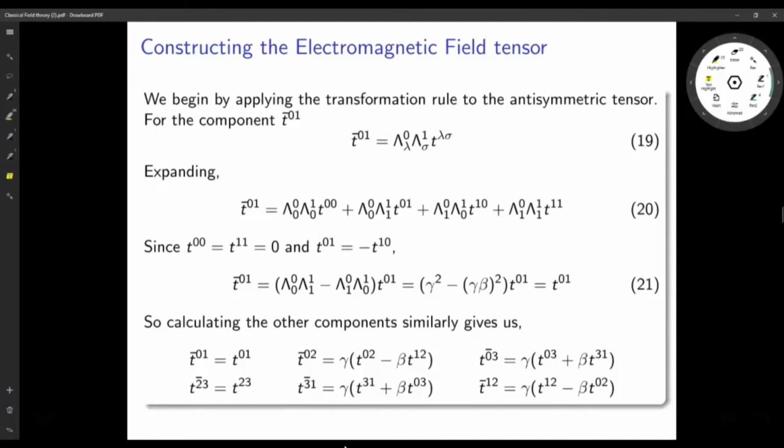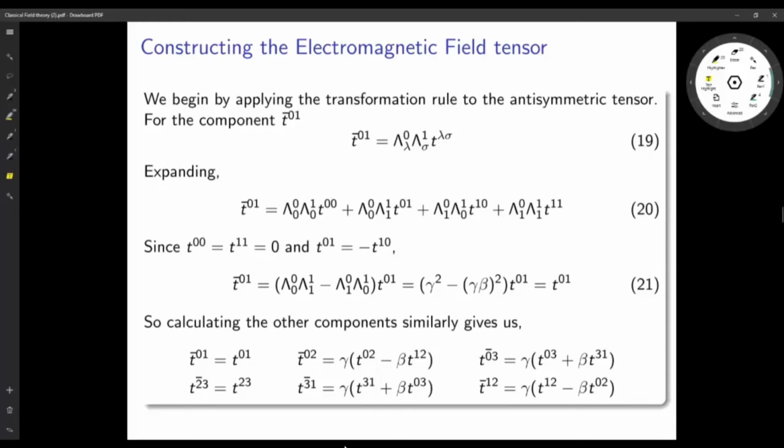And essentially what you did is you just applied this axiom right there into equation 20, and you got your equation 21, which is brackets gamma squared minus gamma beta whole squared TO1. If you expand that, you will see that you only get TO1, right? So then T bar O1 is just equal to TO1. So we did this for T bar O1.